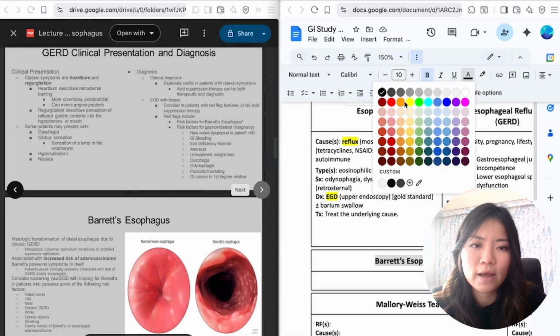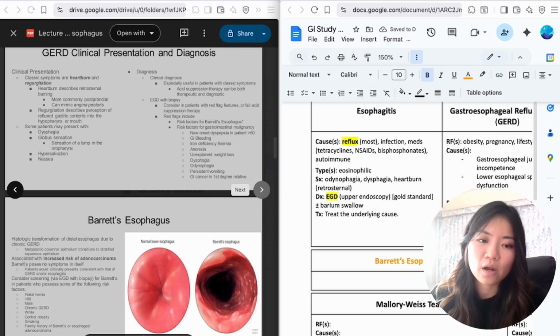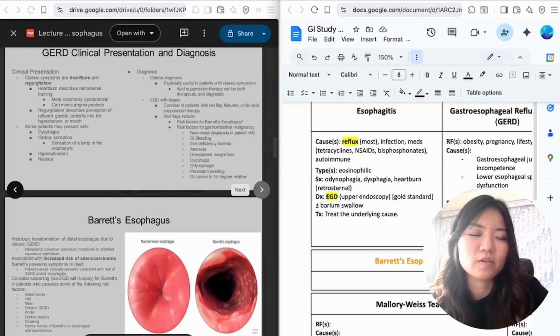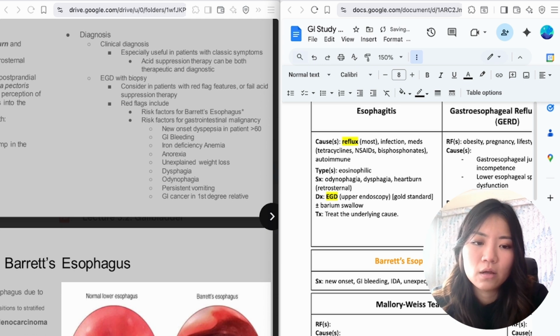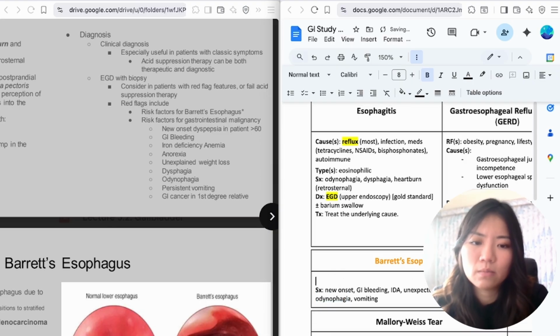If something was pre-cancerous, I wouldn't put it all the way red, but if it was increased risk of cancer or associated with it but wasn't actually cancer, I'd put it in orange. It's less of an alarming color but still indicates that there's something abnormal about it, like new onset GI bleeding. I just know this is the abbreviation for iron deficiency anemia, but you can write out the whole thing. Remember, these are also just found in normal esophagitis. I don't think that's a symptom.